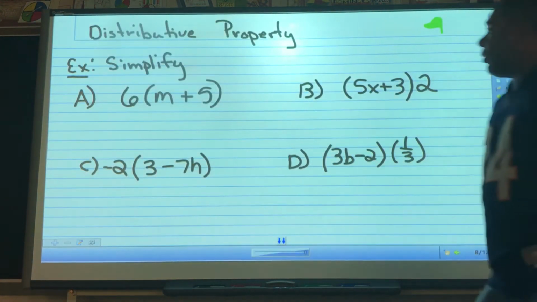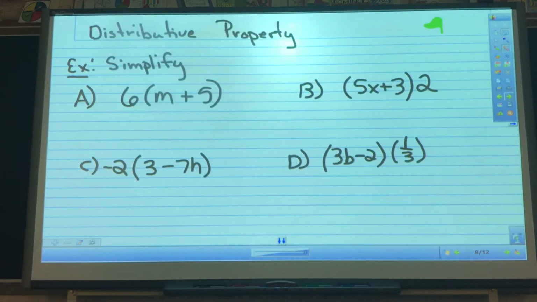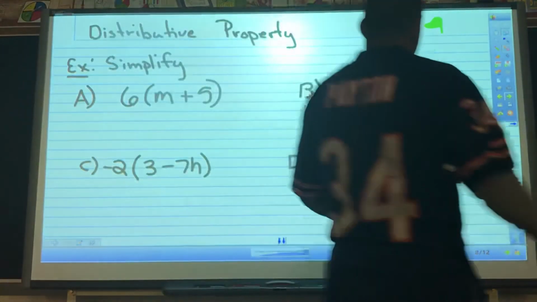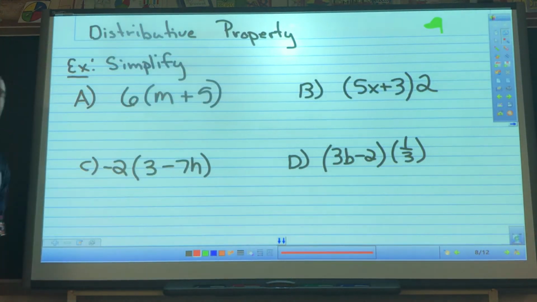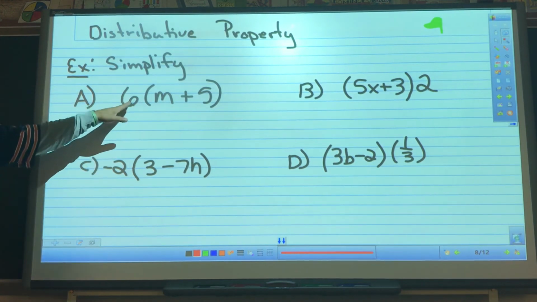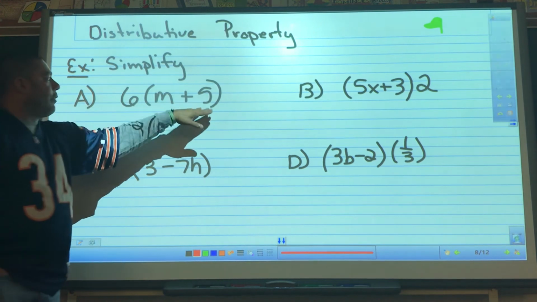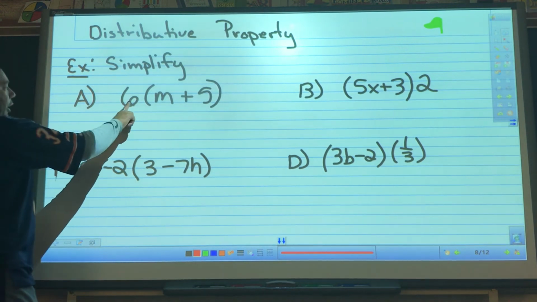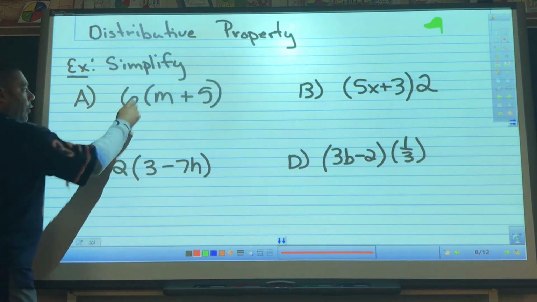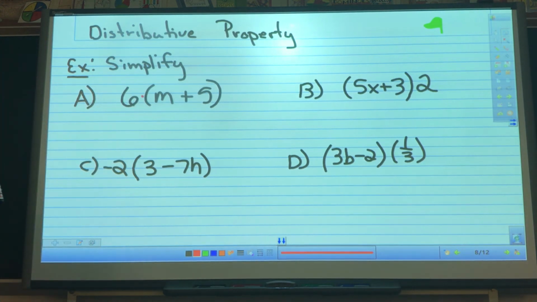All right, now let's go ahead and switch gears to the distributive property. That was combining like terms. Now we're going to look at the distributive property. With the distributive property, we're going to see this basic problem. Okay, so I want you to copy this first problem down. 6 parentheses, m plus 5, close parentheses. Now, what we have to remember is that there is nothing in between the 6 and the parenthesis. Therefore, this is multiplication.